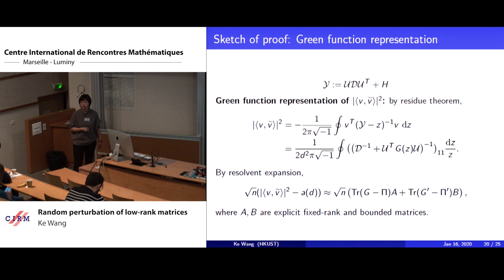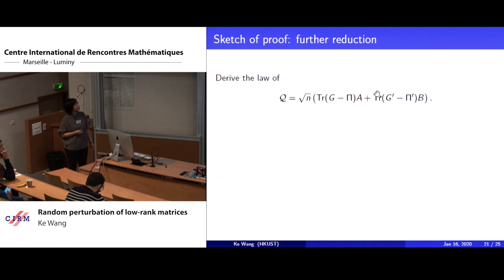In this case, the terms of order 1 over square root n are captured by the trace of (G minus pi) times A plus the trace of (G prime minus pi prime) times B. Here A and B are some explicit fixed-rank and bounded matrices. So once we are done with this step, the problem is reduced to studying the law of this function in terms of the Green function. The Green functions have very rich algebraic structures, which are more pleasant to work with. So call it Q, the square root of n times the traces plus the traces.